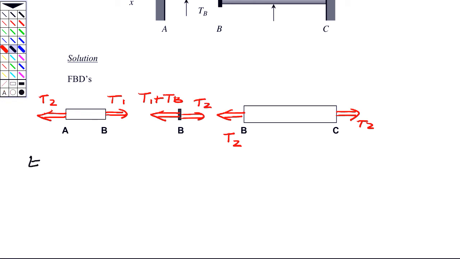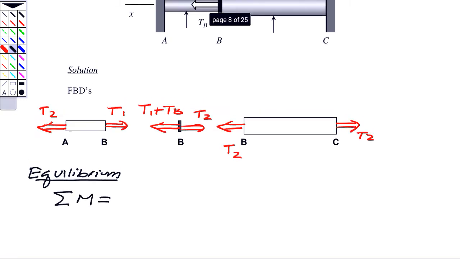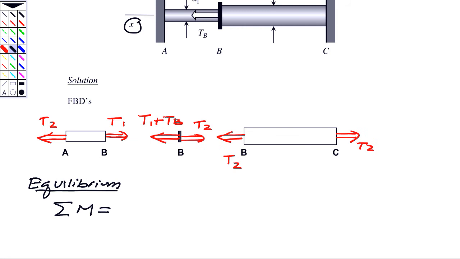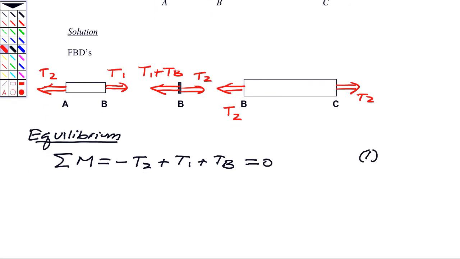Our equilibrium equation is going to come from the torque equation for coupler B. That is, I'm going to write down the moment equation. I look back up here and see the X is pointing to the left, so that's going to give me my sign convention on torques too. So there's going to be minus T2 plus T1 plus TB equal to 0 for equilibrium. Unfortunately, that is the only equilibrium equation that we have. One equation and two unknowns tells us that the problem is indeterminate.